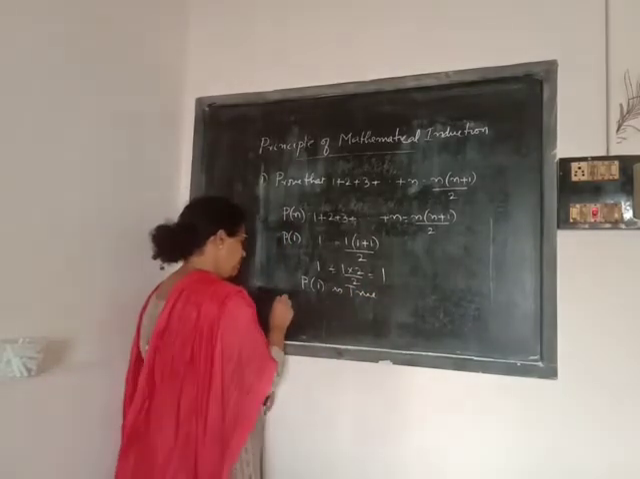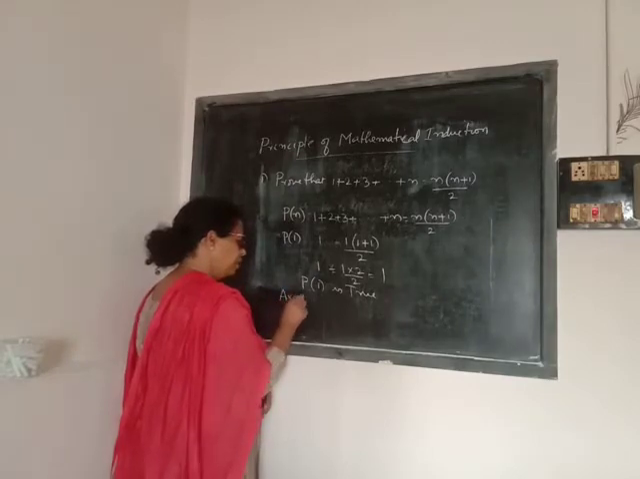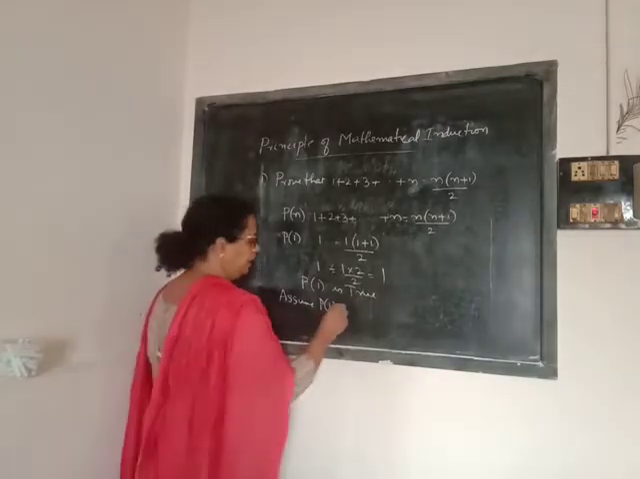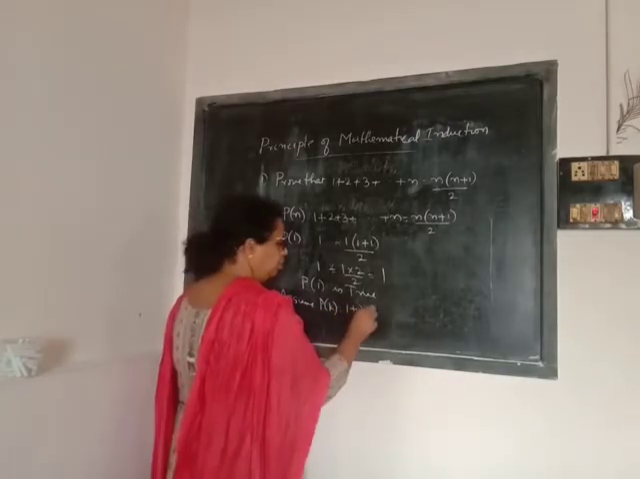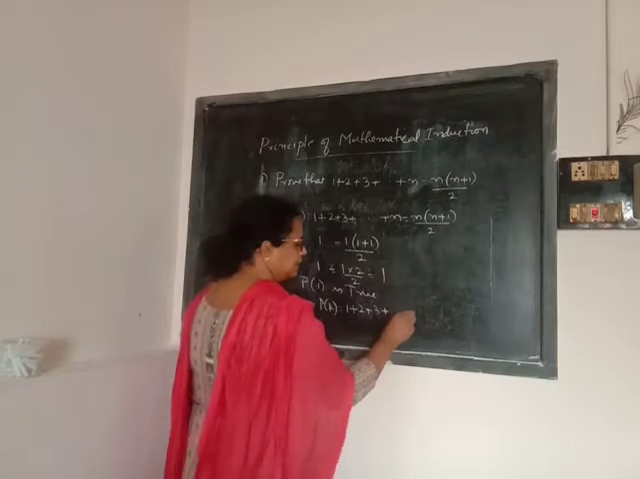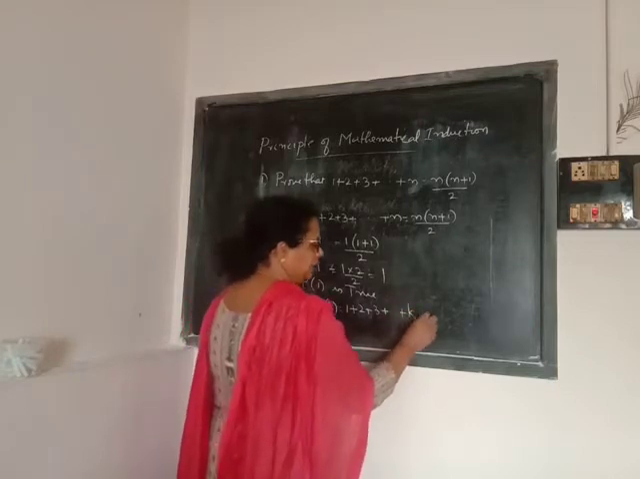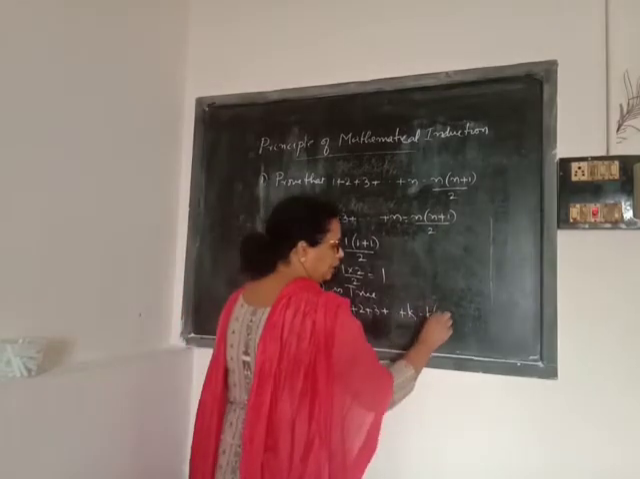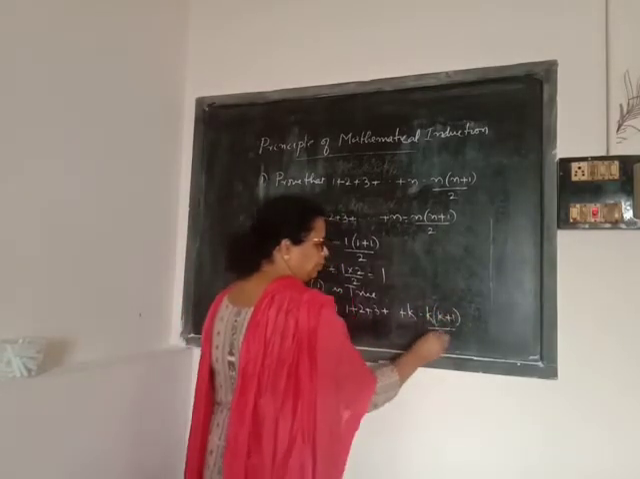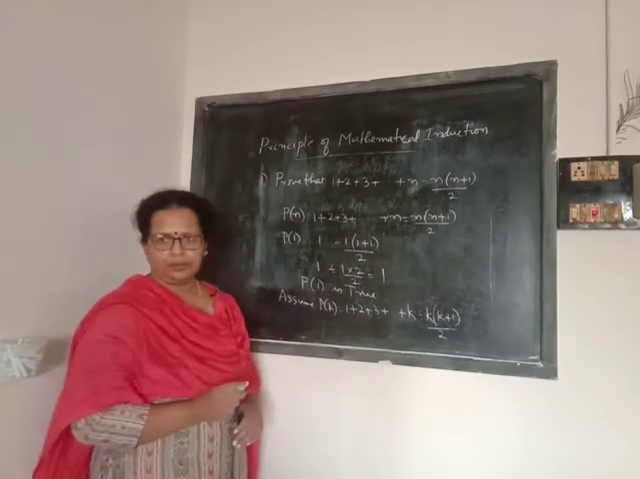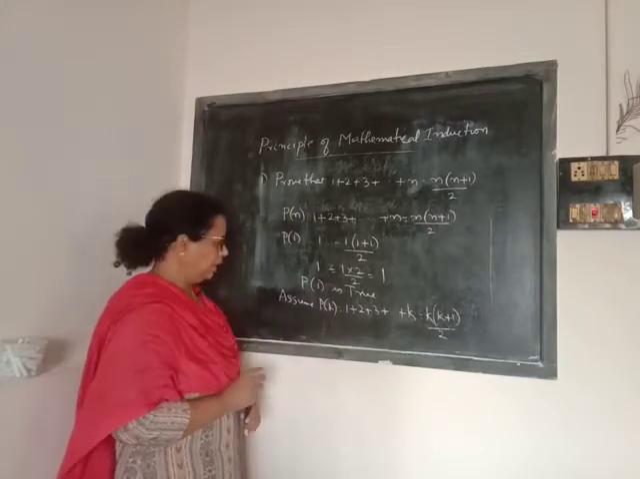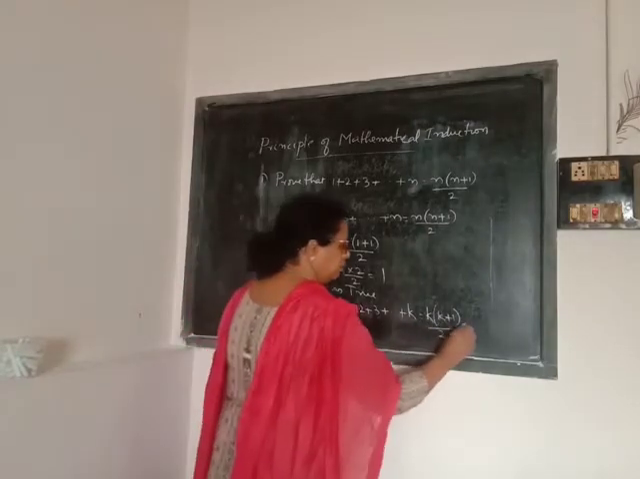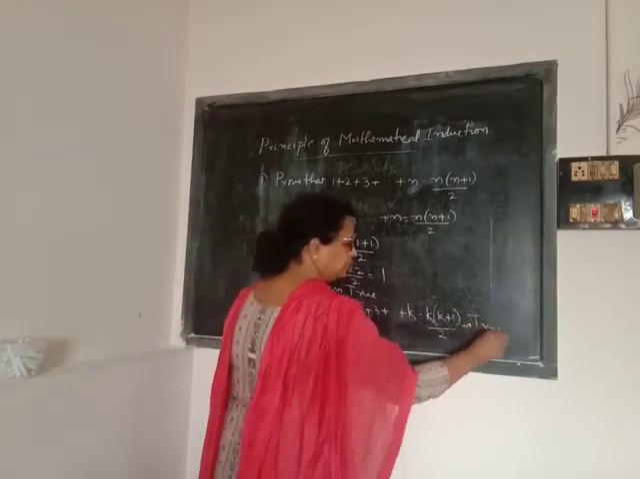Now what is the second step? Assume P of k is true. What is P of k? 1 plus 2 plus 3 plus etc. plus k equal to n. We have to put k. That's all. K into k plus 1 by 2. This we have assumed, P of k is true.